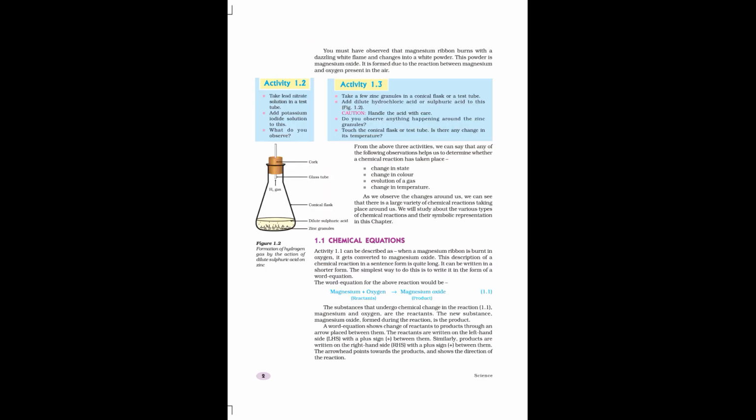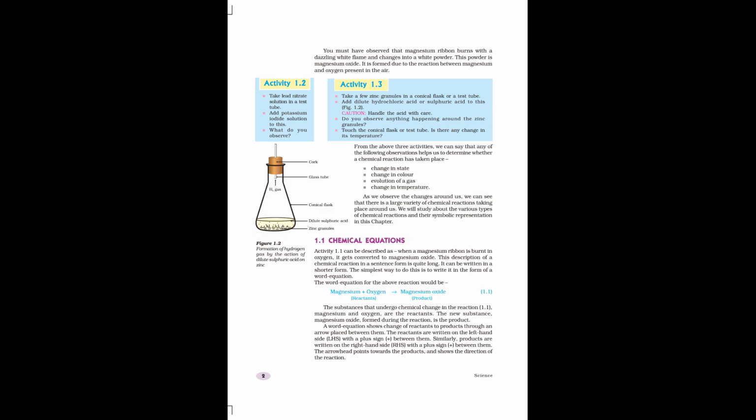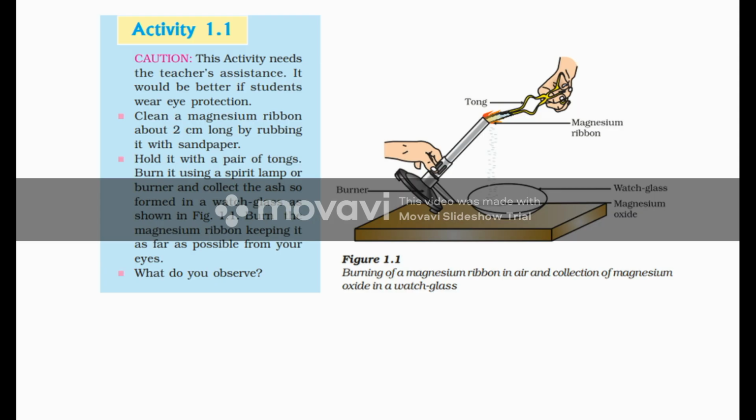Now our second topic is the characteristics of a chemical reaction. There are four main characteristics of a chemical reaction. First is change in state, second change in color, third evolution of a gas, and fourth change in temperature. To understand these characteristics, you have to observe a few activities given in your book. Let's see the first activity, activity 1.1.